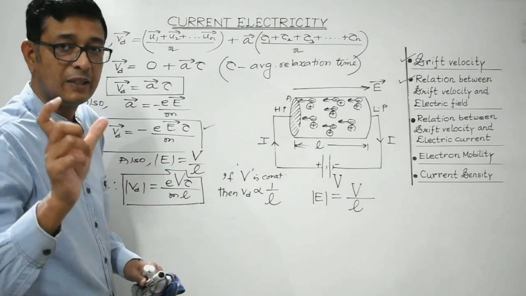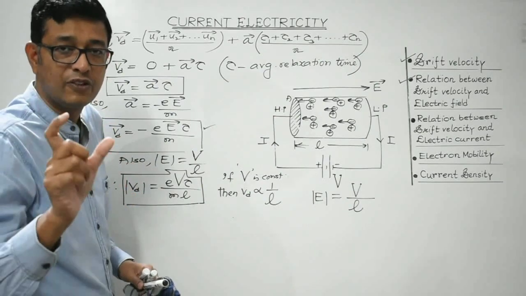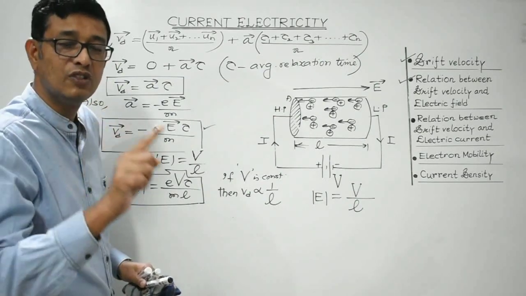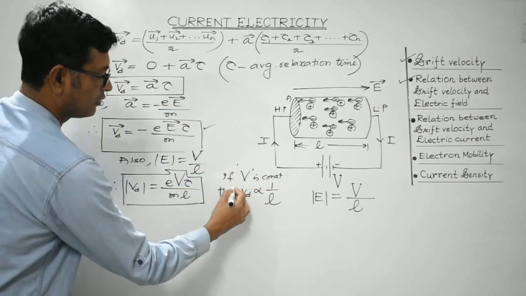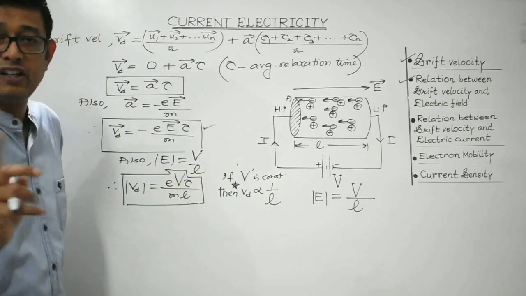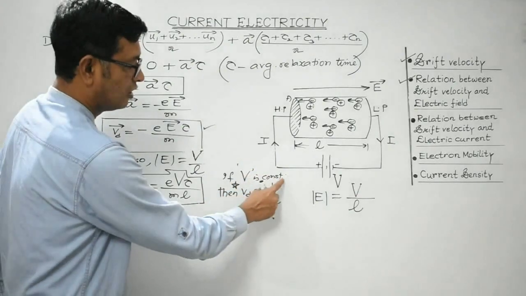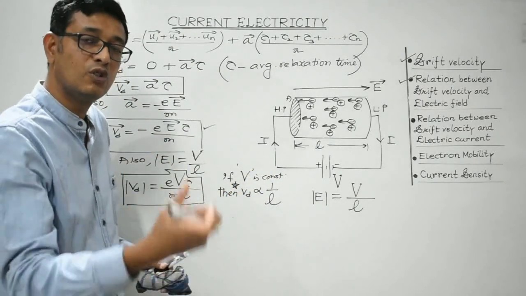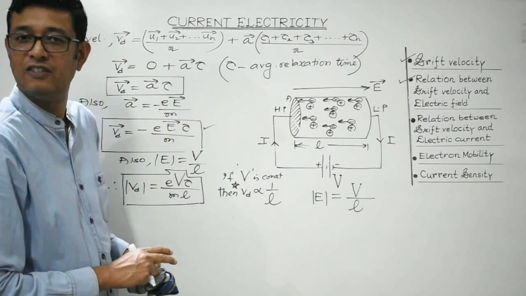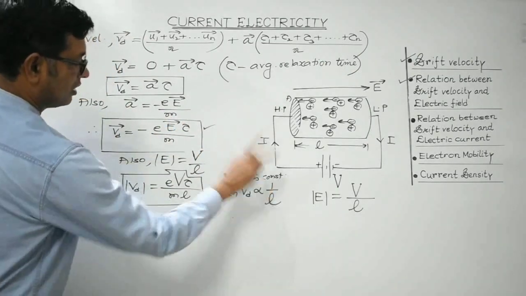So for constant potential difference, drift velocity of electrons is inversely proportional to the length of the conductor. It's a key point. This is very important. I again repeat, for a constant potential difference, the drift velocity of electrons is inversely proportional to the length of the conductor. Right, students? So this is important.